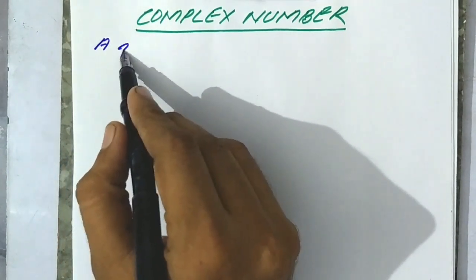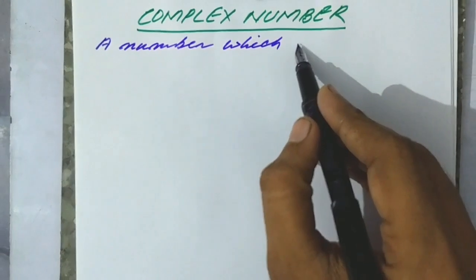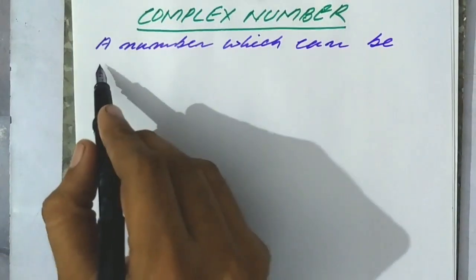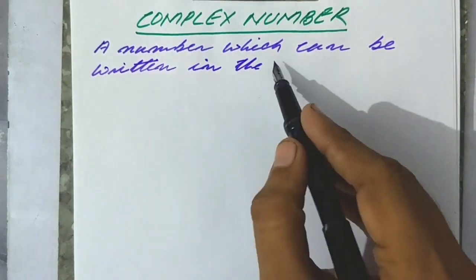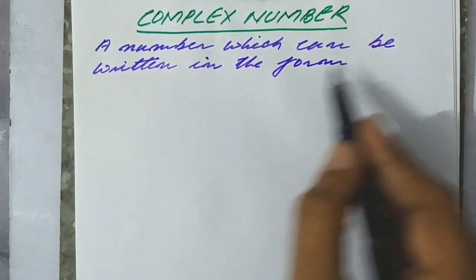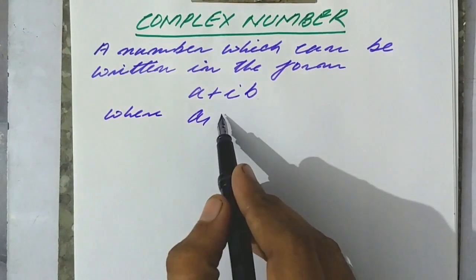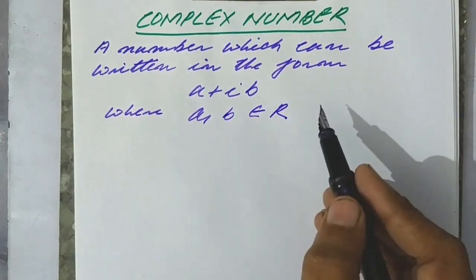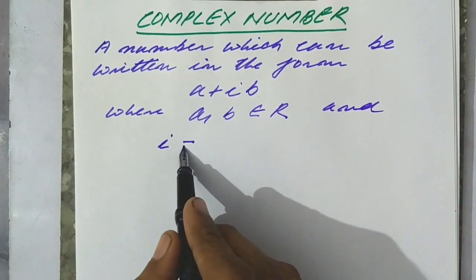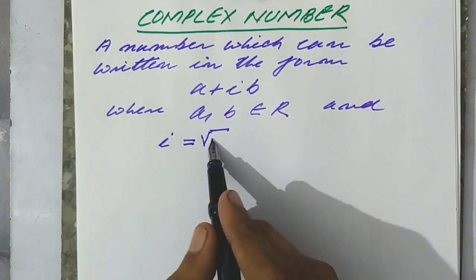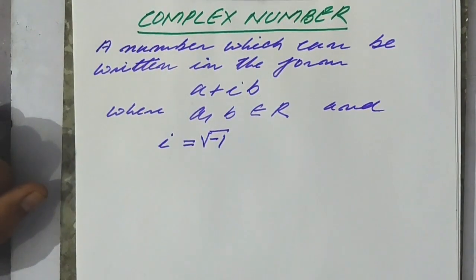A number which can be written in the form a plus iota b, where a and b are some real numbers, and I, which is called iota, is equal to under root minus 1. In the study of complex numbers, under root minus 1 is denoted by I, that is called iota.